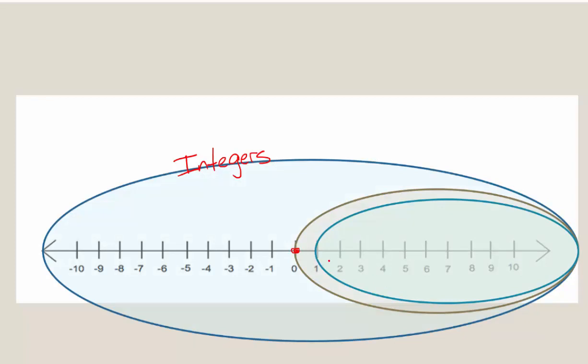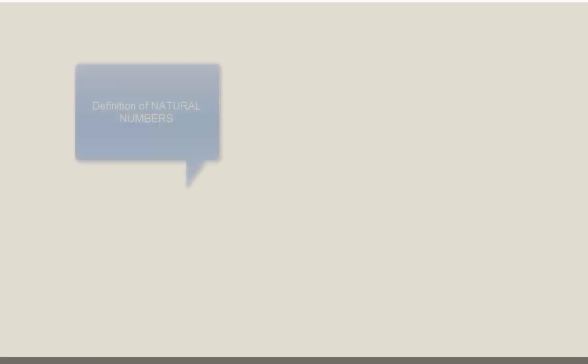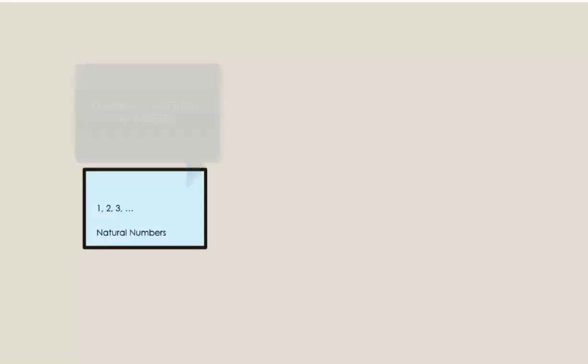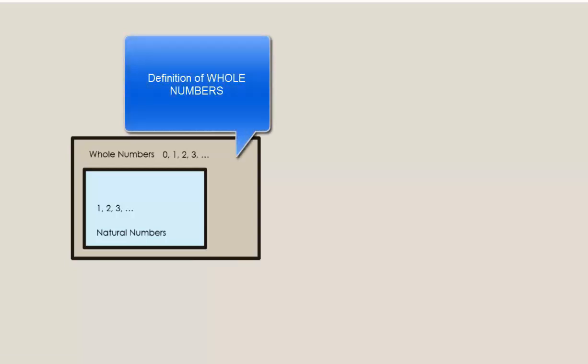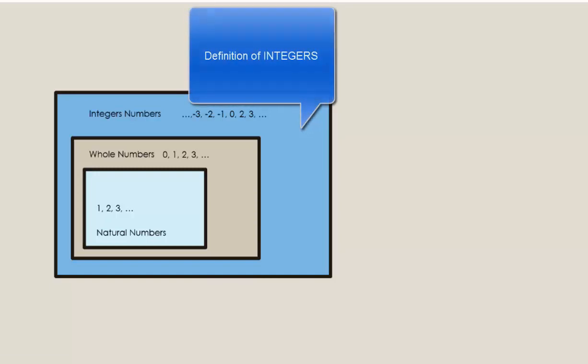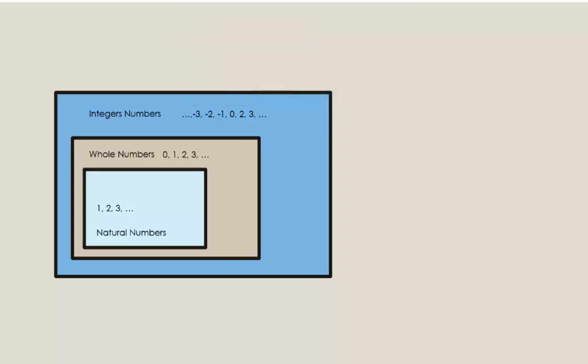So natural numbers are 1 through 10, or 1, 2, 3, 4, all the positives. Whole numbers start at 0 and go up. And then integers include your negatives. So in review, you have natural numbers, 1, 2, 3, 4, and so on. You have whole numbers, which include 0 and the natural numbers, so it's 0 and all your positives. And then you have integers, which are all of your negatives, 0, and your positives.